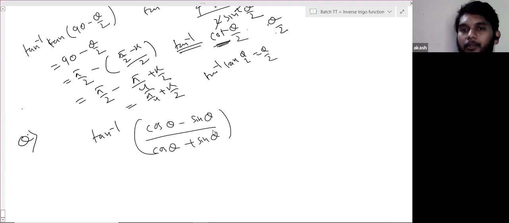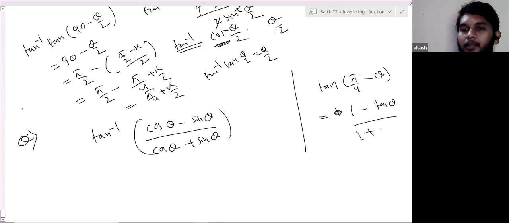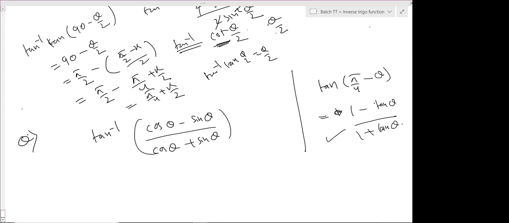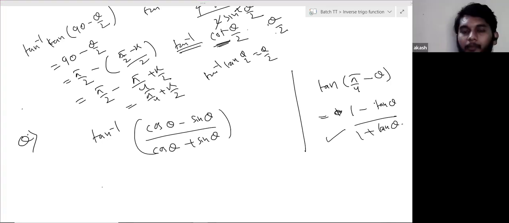This is the question. And for this, I'll give you the hint that tan of pi by 4 minus theta is 1 minus tan theta upon 1 plus tan theta. All right, this is your hint. Think about how you can use this in this question. Yes, sir. All right, I'll give you a few minutes. Tell me if you're done.